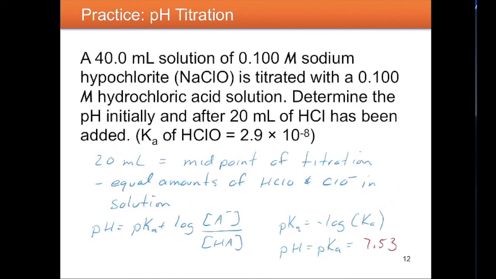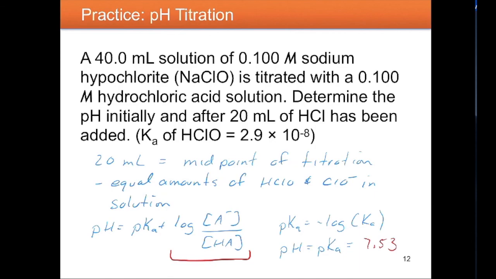Now the next step is actually fairly simple if you think about it. So we know from our previous calculation, or two calculations ago, that it took 40 milliliters of HCl to get us to the equivalence point. In this case, we're adding 20 milliliters, so we're at the exact midpoint of the titration. So we know at the midpoint of a titration, we have equal amounts of HClO and ClO minus in solution. And if we remember from the Henderson-Hasselbalch equation, when we have equal amounts of A minus and HA, then that particular part of the equation is 0. Okay, the log of 1 is 0.